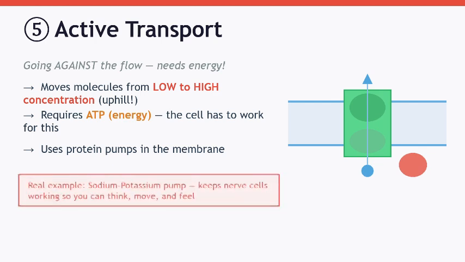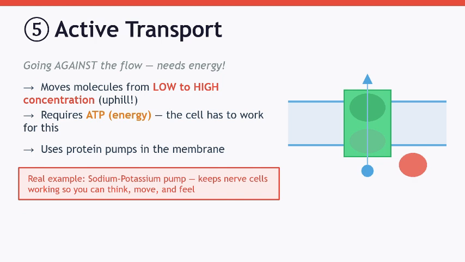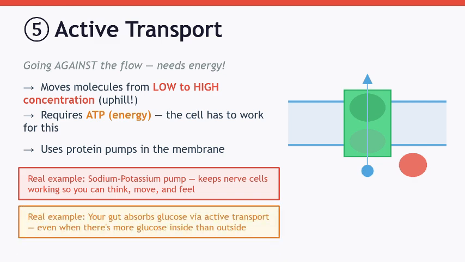A perfect example is the sodium-potassium pump in your nerve cells. It constantly pumps sodium out and potassium in, even when there is already more sodium outside. Why? Because your nerve cells need that specific balance to fire signals. Without it, you cannot think, move, or feel anything. Your gut also uses active transport to absorb glucose from food, pulling it into your bloodstream even when there is already plenty there.